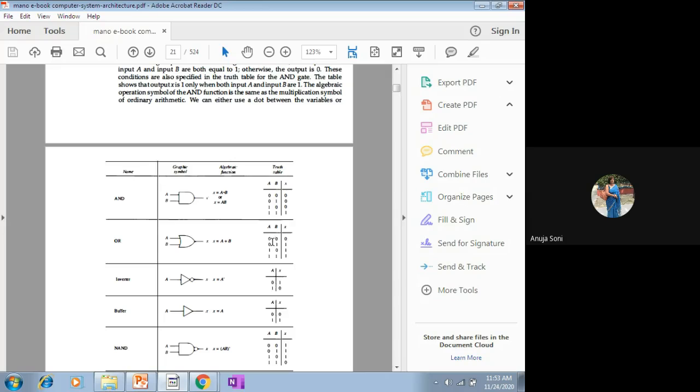For example, the very first value is 0 0. You place the corresponding values in the given Boolean expression. Place the value of A as 0, the value of B as 0, 0 plus 0. OR says that if both are false, the result will be false. So 0 plus 0 will be equal to 0. Similarly, you place the corresponding values in this given Boolean expression, and you will get the corresponding value in your truth table.